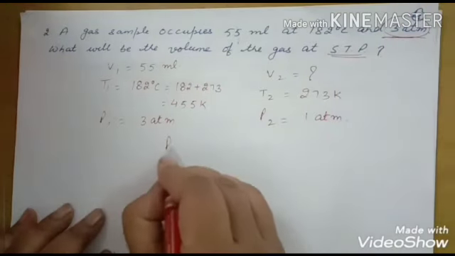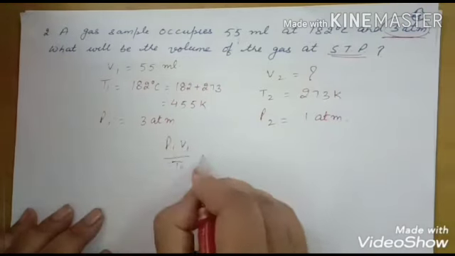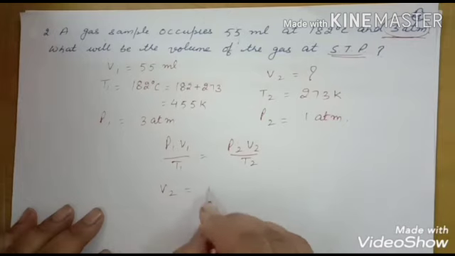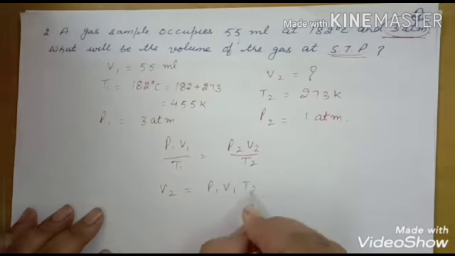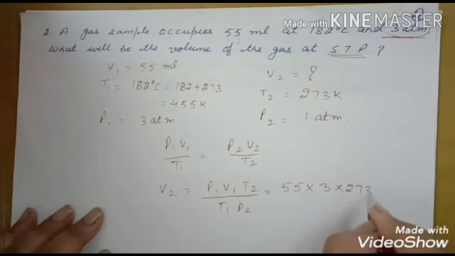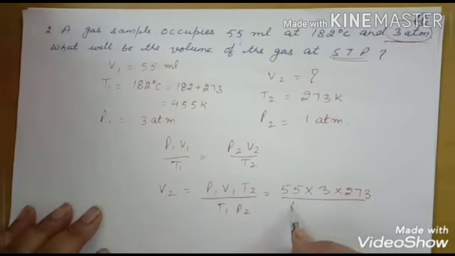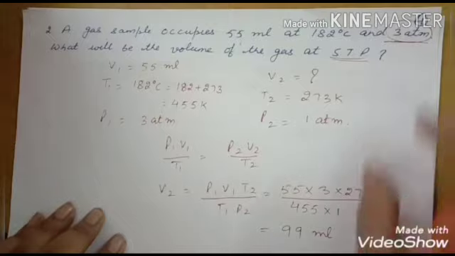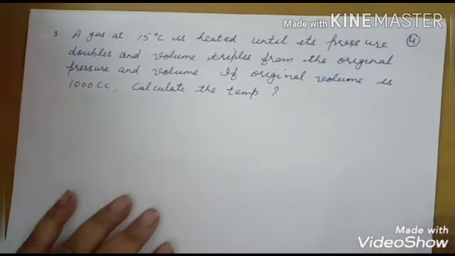Let me fill in the gas equation. P1 V1 upon T1 is equal to P2 V2 upon T2, or you can say V2 is equal to P1 V1 T2 upon T1 P2. Fill in the values. 55 into 3 into 273 upon 455 into 1. So this will come as 99 ml. This is V2. Let me go for the next numerical.